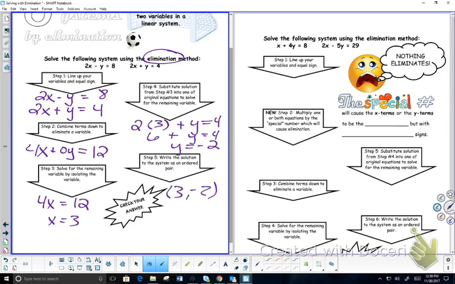We're going to write our point, being very careful to put it in x, y order. How did you get negative 2? Because I subtracted 6 from both sides, so I had 4 minus 6, which is negative 2.